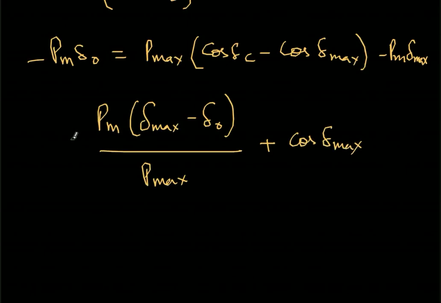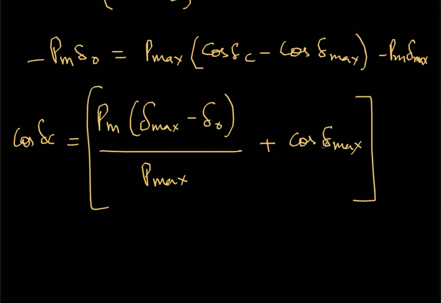So all of that will be equal to cos of delta C. Everything on the right hand side is known. Just by doing this calculation, I will be able to find out what delta C is. So finally delta C is cos inverse of all of this. So this is the formula for critical clearing angle.